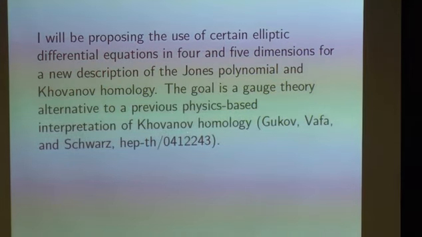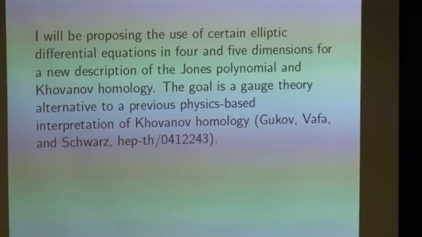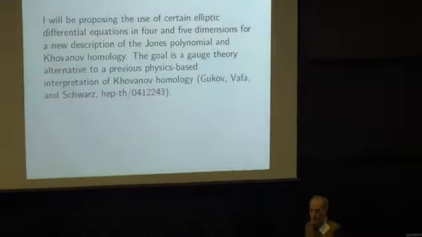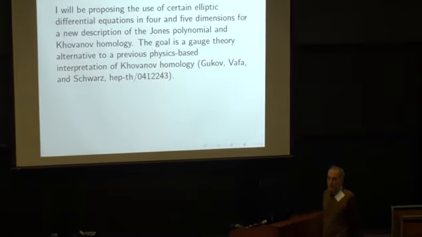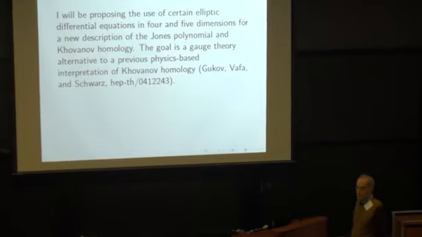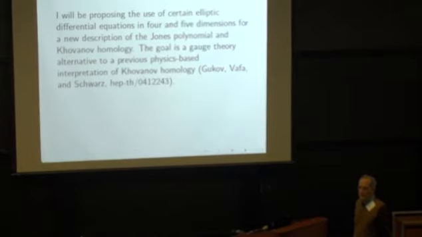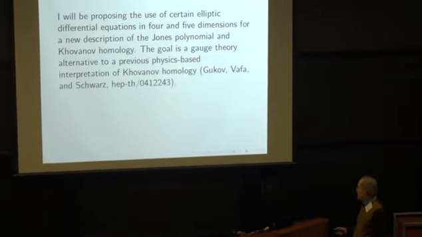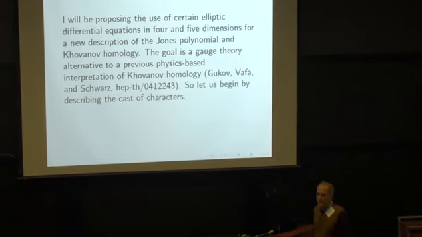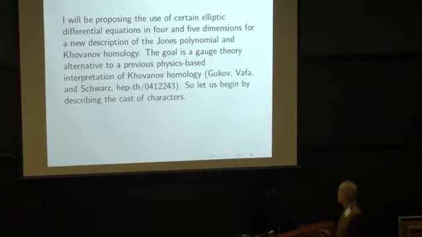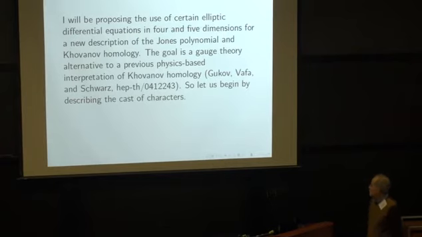I explained this more fully at the beginning of the last lecture, but there is a previous physics-based approach to Khovanov Homology. Some years ago, what I did was to try to develop more of a gauge theory approach, because inasmuch as Khovanov Homology is a generalization of the Jones polynomial, and the Jones polynomial can be described by Chern-Simons gauge theory, I thought that Khovanov Homology likewise should have some kind of gauge theory description. The last lecture was mainly about the obstacles to such a description and how I tried to overcome them. But today we're really only going to explain what the answer was, rather than where it came from. So the story is going to involve some elliptic differential equations in 4 and 5 dimensions.